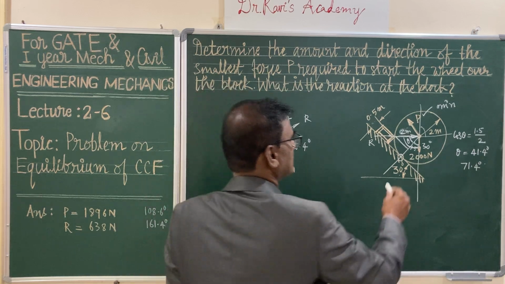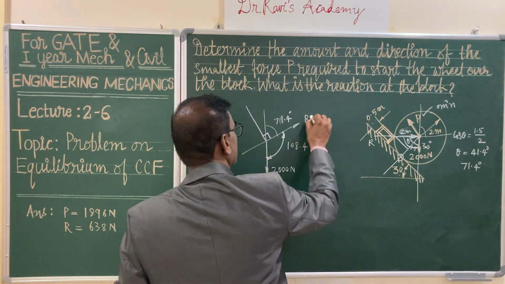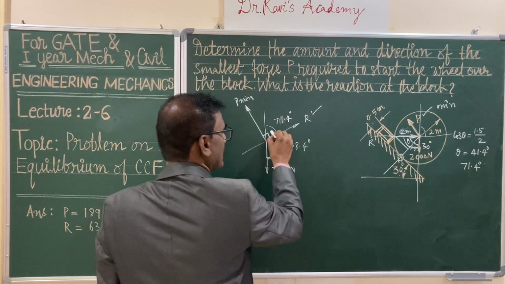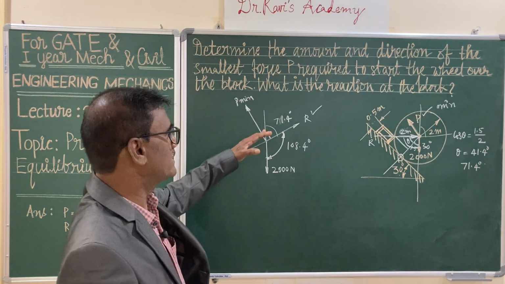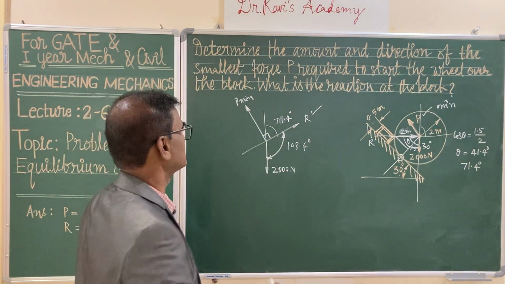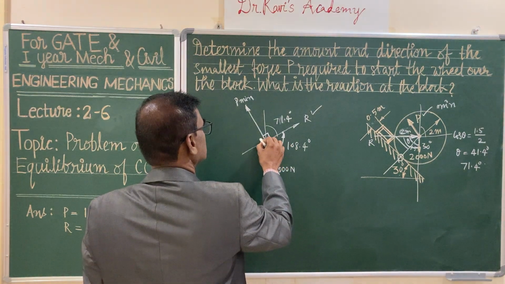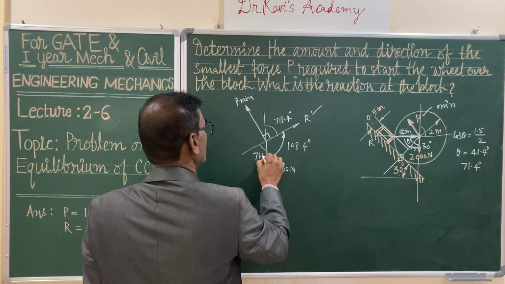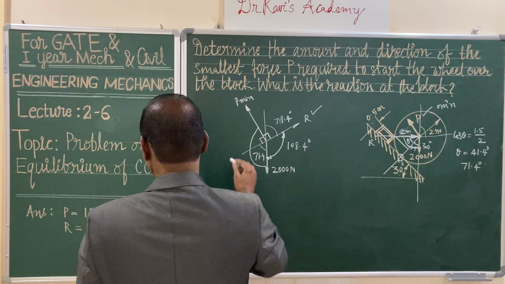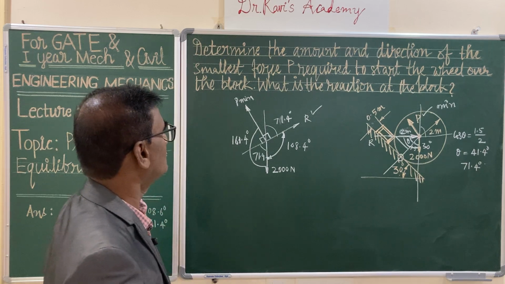And as I said, for P to become minimum, it must be perpendicular to the reaction R. So the angle between the force P and R must be 90 degrees in order for P to become a P minimum. That is the condition. Now you can calculate the angle between the vertical and P: this is 90 and this is 71.4, so 90 plus 71.4 is 161.4 degrees.